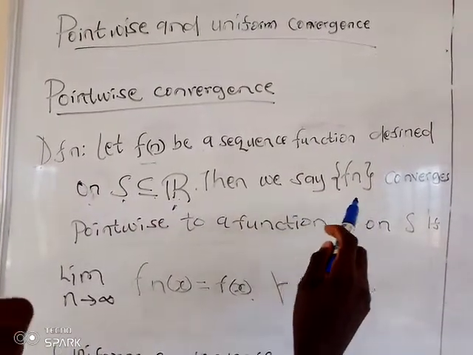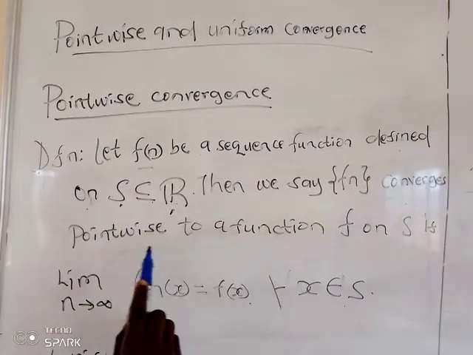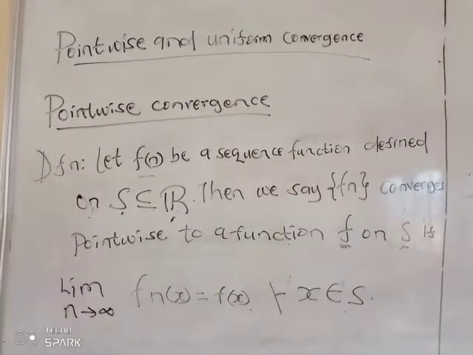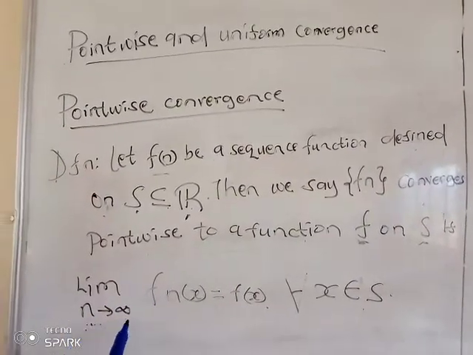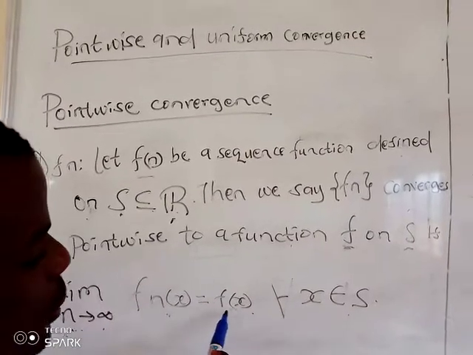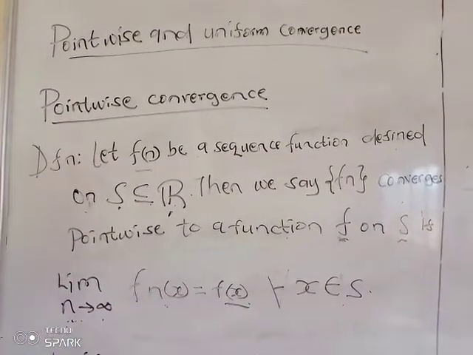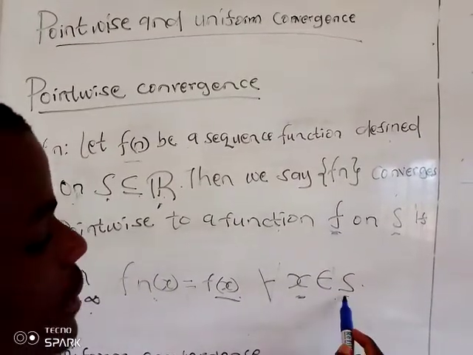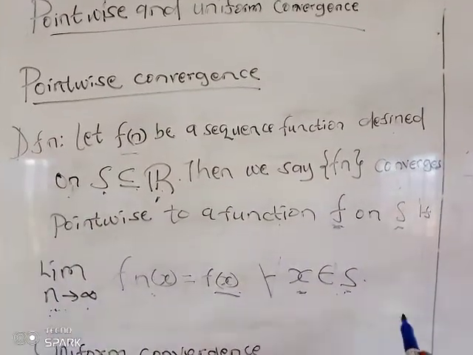We say that f_n converges pointwise to a function f on S if we introduce the limit as n tends to infinity of f_n of x, which is equal to what? Our f of x for all x a member of what? S. And remember, S for this instance is what? The subset of R.